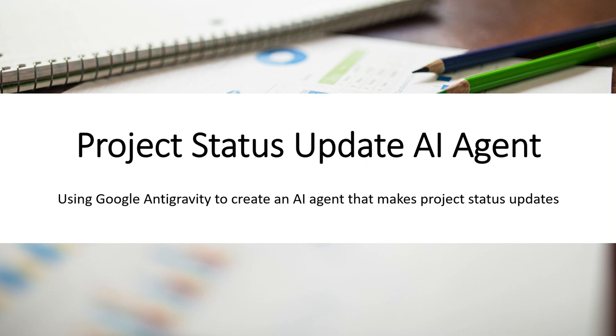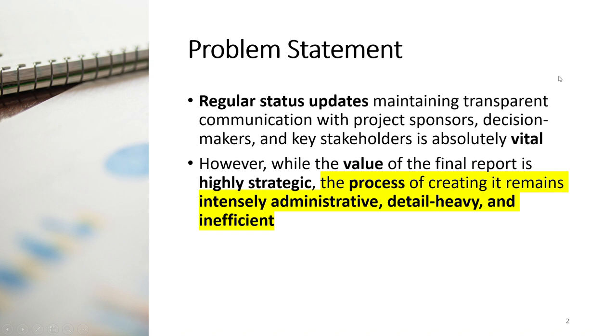Welcome to this video where I will showcase how I used Google Antigravity to create an AI agent that makes project status updates. In enterprise project management, regular status updates are vital to maintain transparent communication with project sponsors, decision makers, and key stakeholders. However, while the value of the final report is highly strategic, the process of creating it remains intensely administrative, detail-heavy, and inefficient.